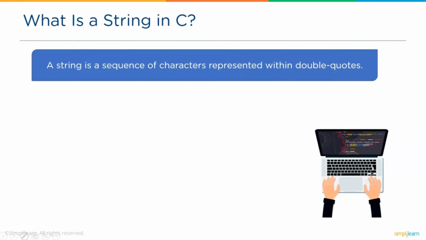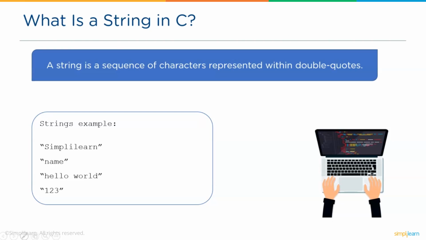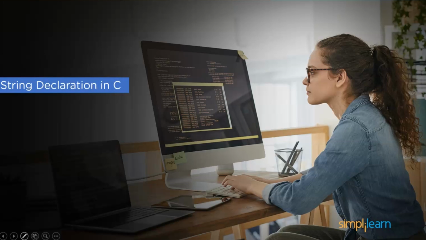A string is a sequence of characters represented within double quotes. String examples are as given below. Every time we initialize a string, it must be within double quotes. So for example, if a string is Simplilearn, then it must be within double quotes. Only then it will be considered a string. Strings are not just alphabets, but even if numbers or white space characters are enclosed within double quotes, even that is considered a string. Now let's look at the syntax to declare a string.